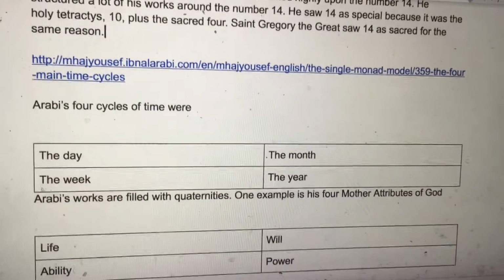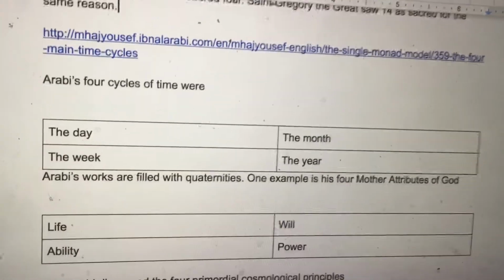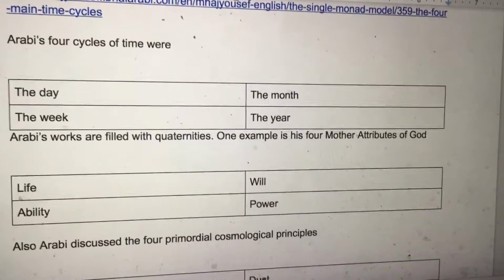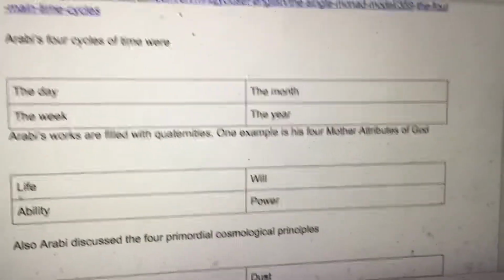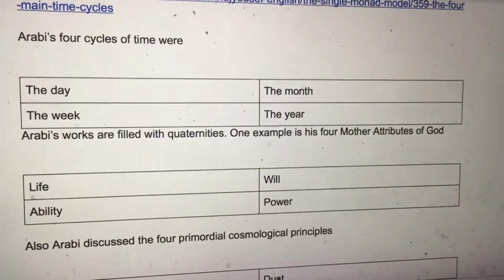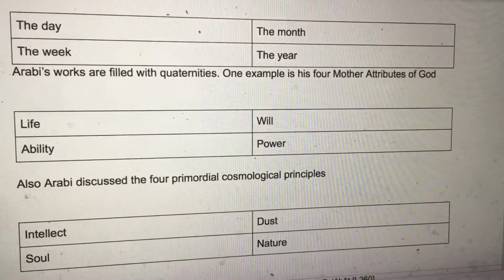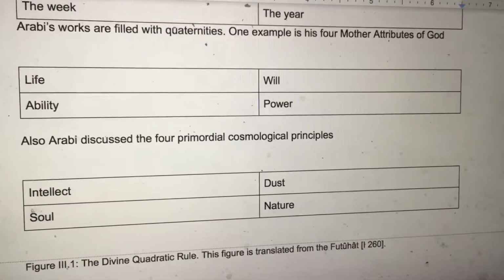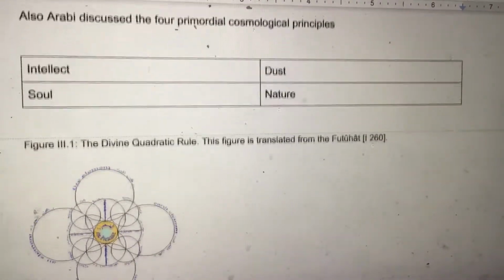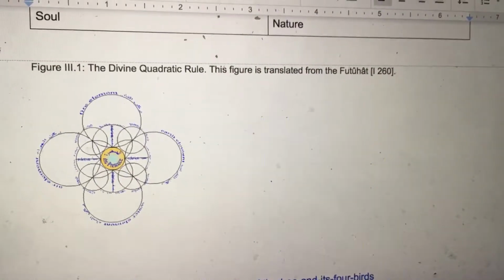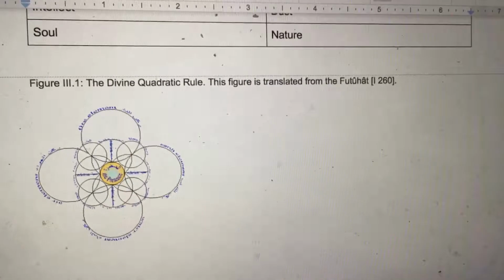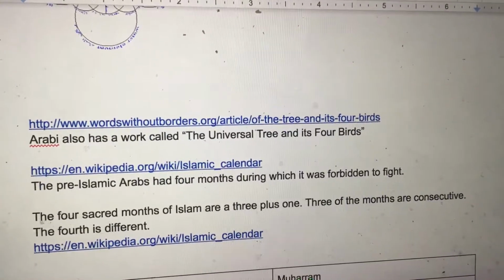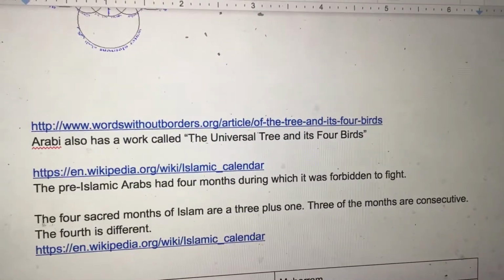Arabi's 4 cycles of time were the day, the week, the month, and the year. Arabi's works are filled with quaternities. One example is his 4 mother attributes of God: life, ability, will, power. Also, Arabi discussed the 4 primordial cosmological principles: intellect, soul, dust, nature. Here's the divine quadratic rule, according to Arabi. Arabi also has a work called The Universal Tree and its 4 birds.